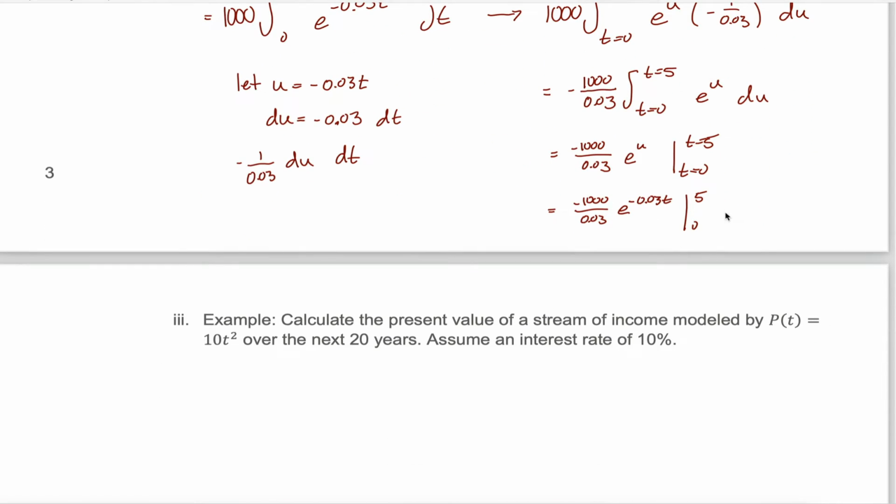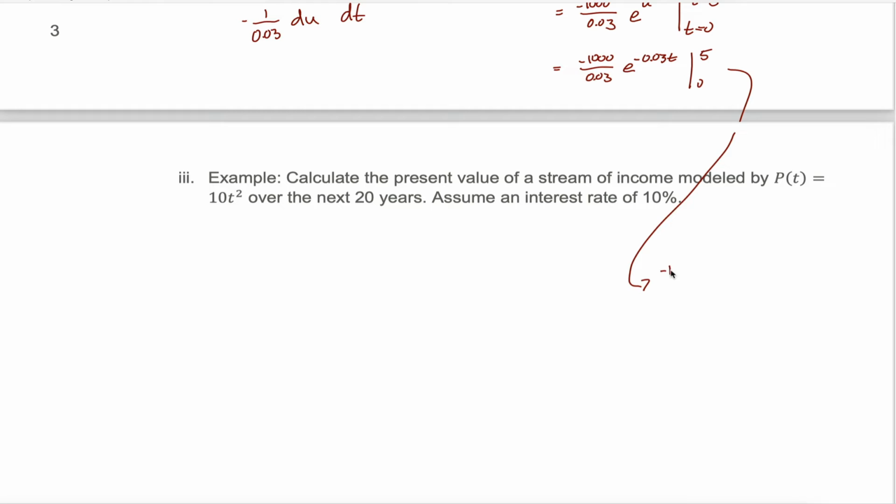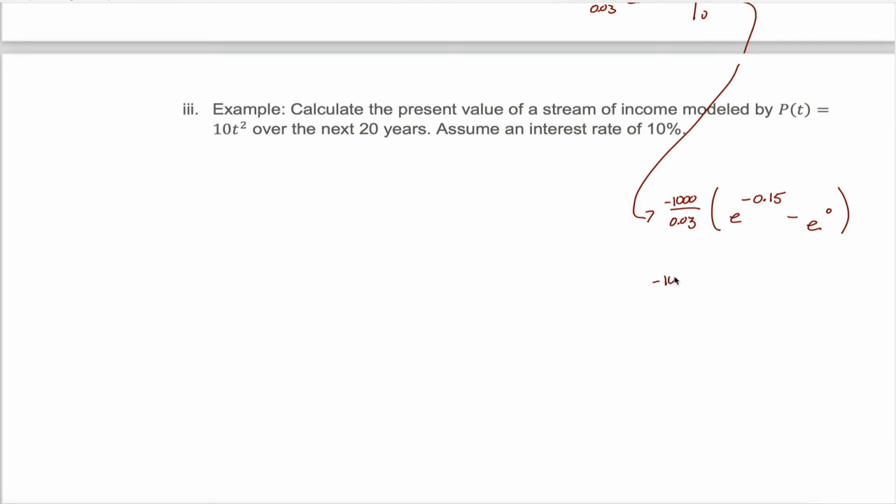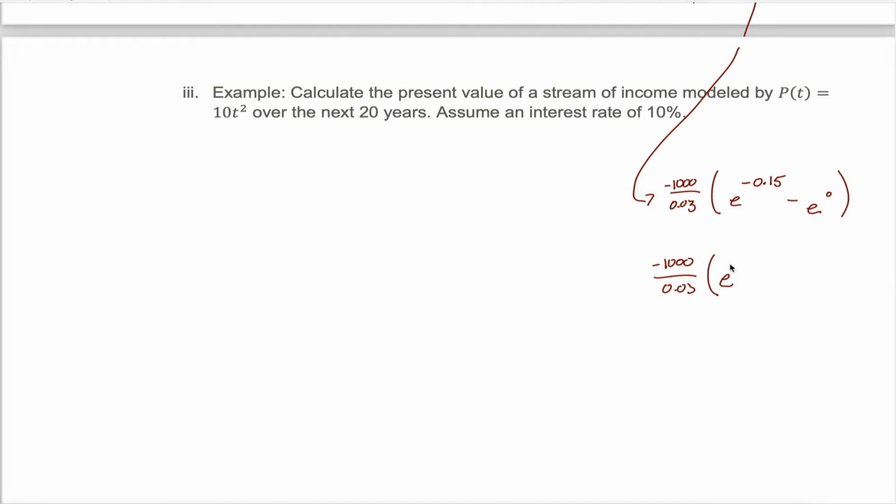I'm a little bit low on room, so maybe I can jump down here. I got negative 1,000 divided by 0.03 times, if I plug in 5 everywhere for t, I get e to the negative 0.03 times 5, which is e to the negative 0.15. And then from that I want to subtract e raised up to the negative 0.03 times 0, in other words, e to the 0 power. I got negative 1,000 divided by 0.03 times e to the negative 0.15 minus 1, because e to the 0 power is equal to 1.